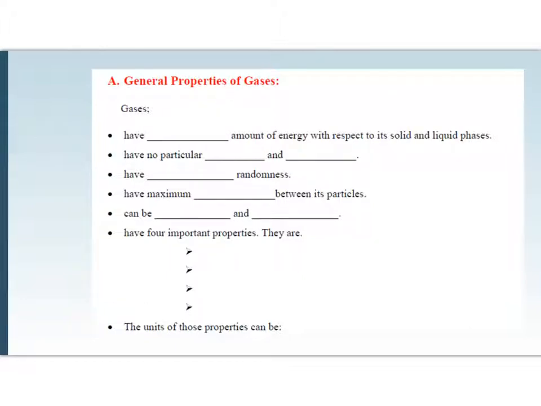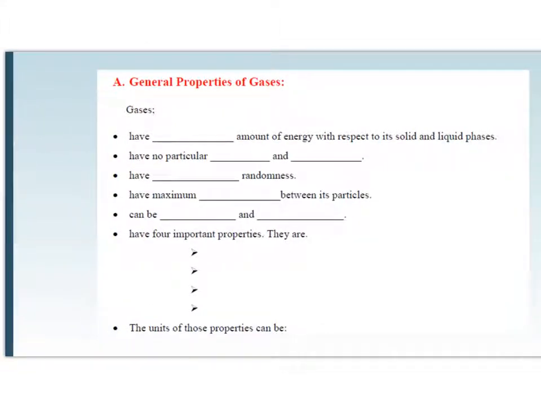Gases have a higher amount of energy with respect to their solid and liquid phases. They have no particular shape and volume. They have maximum randomness. The reason for this maximum randomness is that they have maximum distance between their particles. They can be expanded easily and contracted easily.